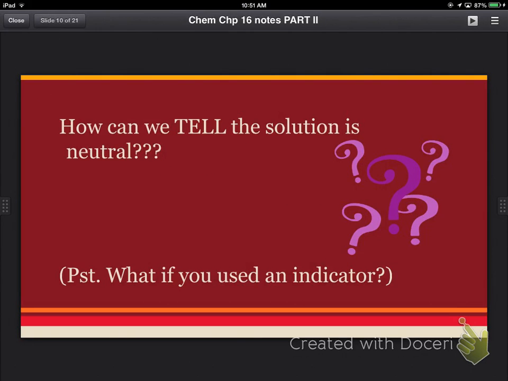Now, my next question. How do we know when it's neutral? How do we know when this thing is neutral? We could use an indicator. We could use an indicator! Brilliant! We could use an indicator! So we would want an indicator that changed color around where? Around 7. Can you think of any? You already did! You came up with 3 indicators that all changed color right around 7. Guess what? Those are the 3 that we commonly use in titrations of this sort.